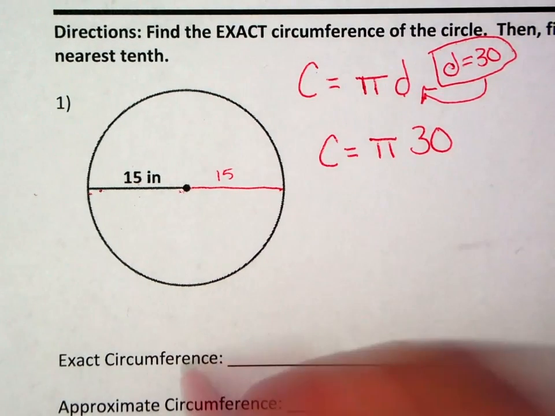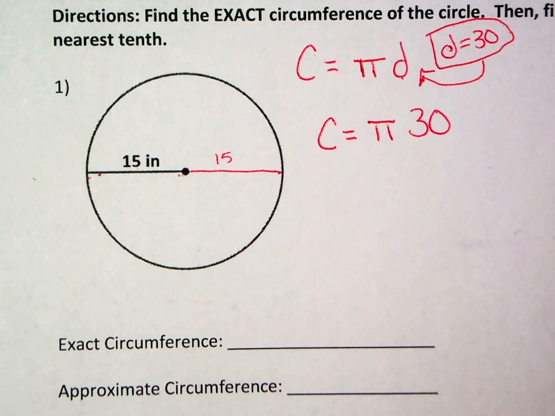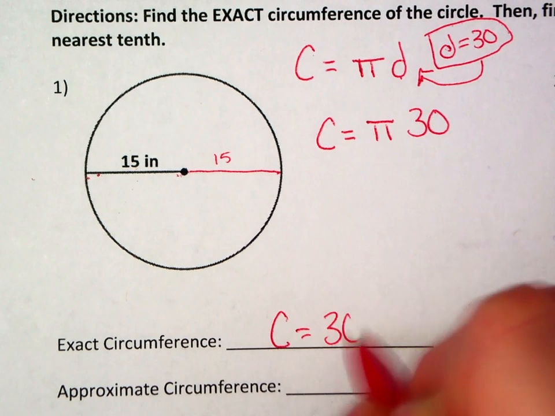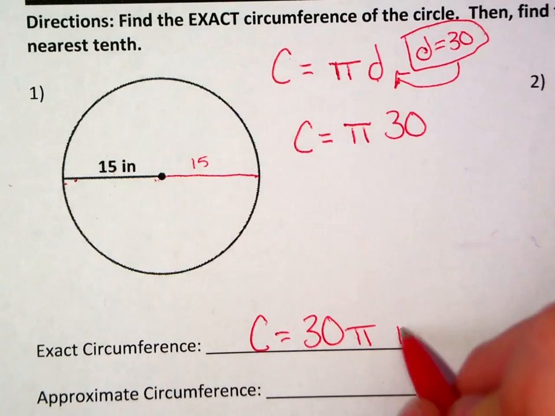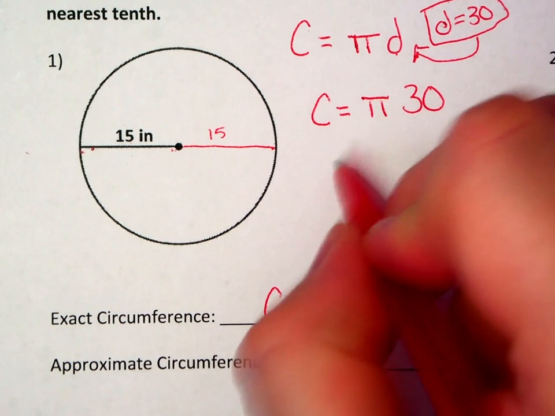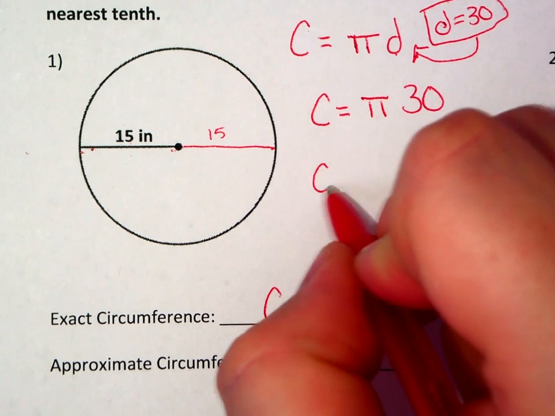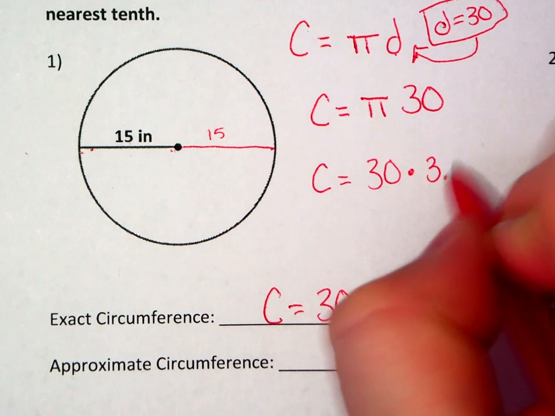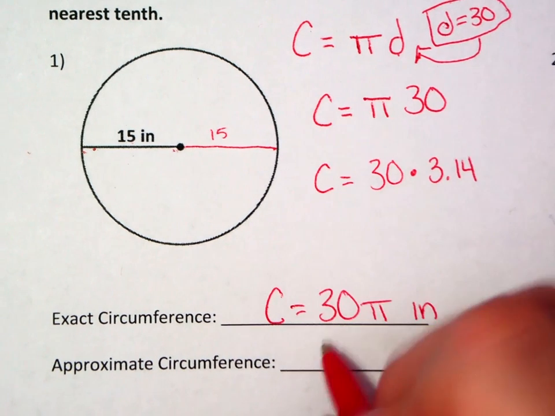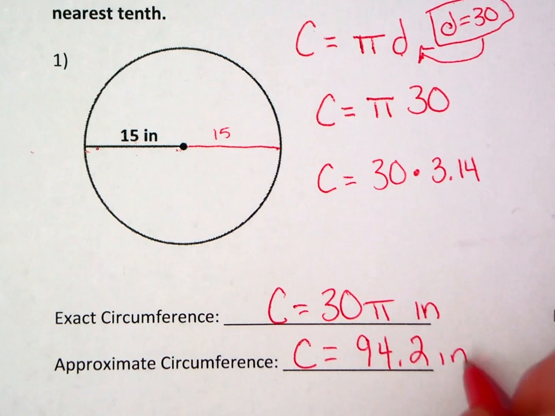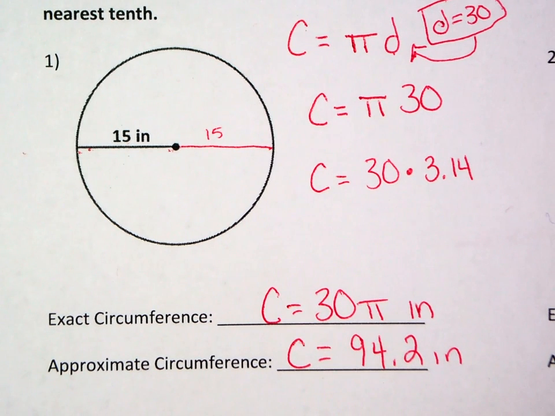Let me reverse the order on my answer solution bar down here because I like to see my pi symbol after the number. So my circumference equals 30 pi inches. And again, we're going to do approximated values by using 3.14. So my approximated value is 30 times 3.14, or we would say it's approximately 94.2 inches in circumference.